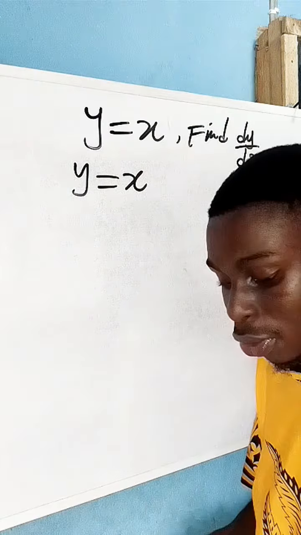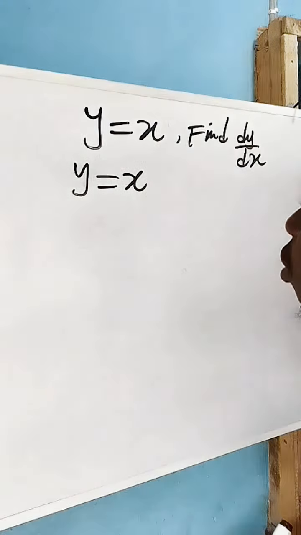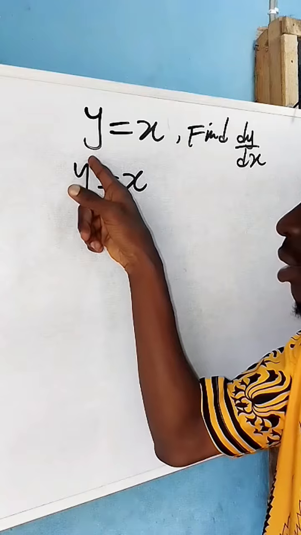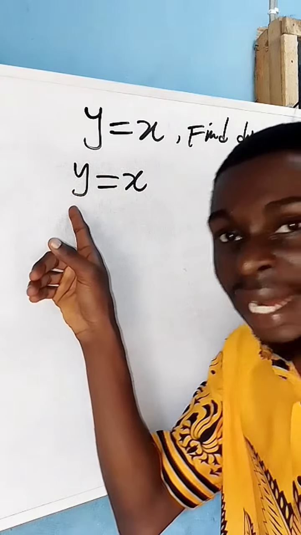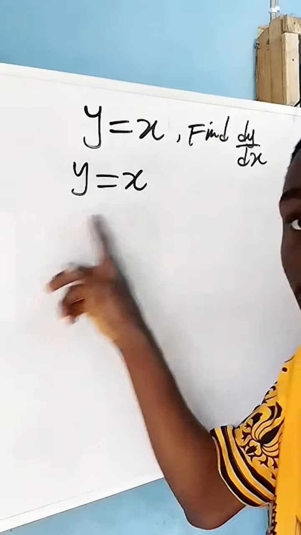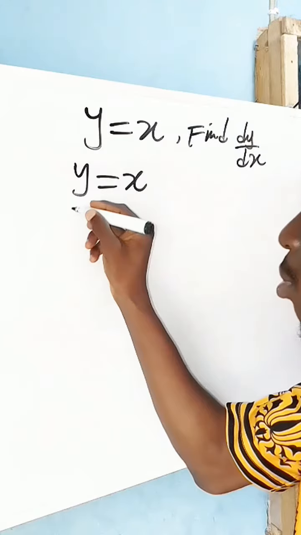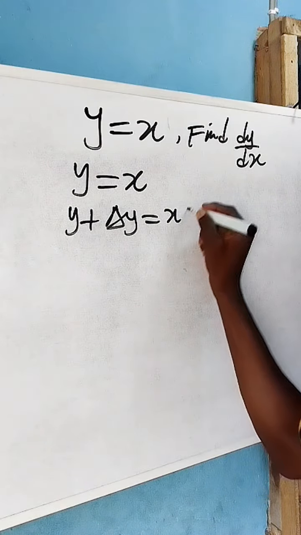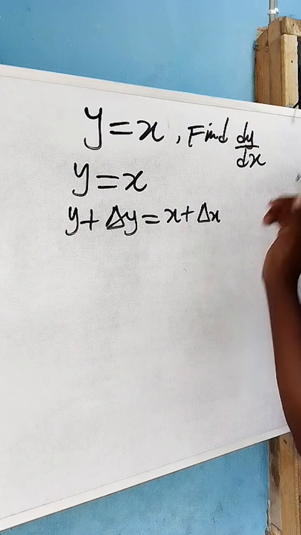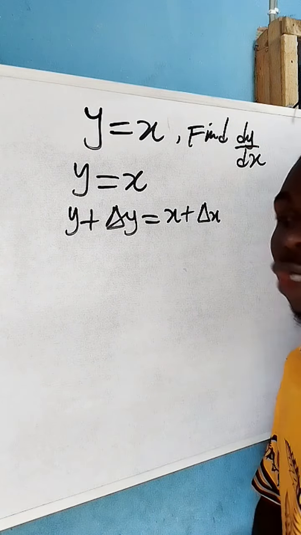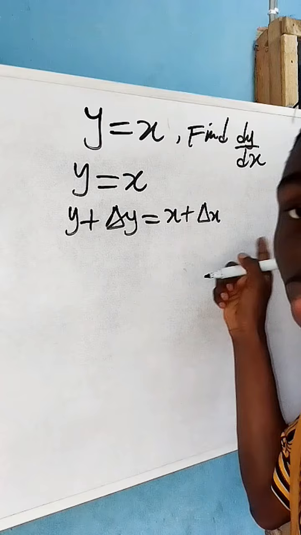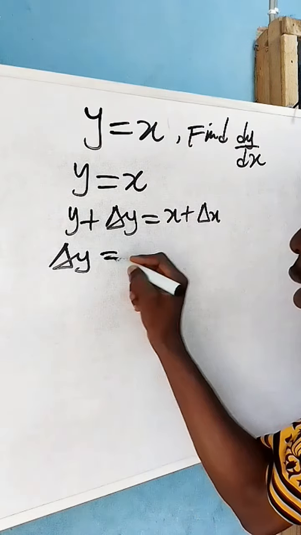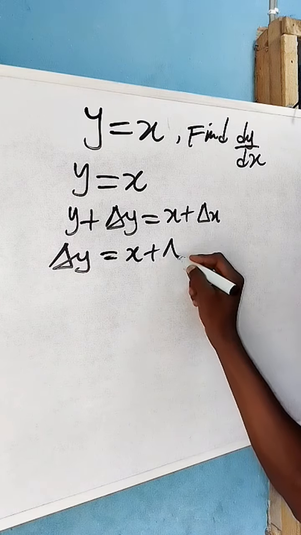Now, whenever you want to solve differentiation using the first principle method, you add the change in y to this side and add the change in x to this side. Now this equation becomes y plus the change in y is equal to x plus the change in x. Now what we are going to do is move y to the other side. So we are going to have the change in y is now equal to x plus the change in x.